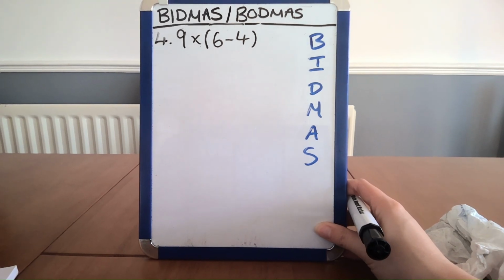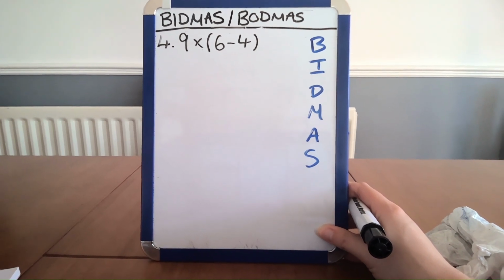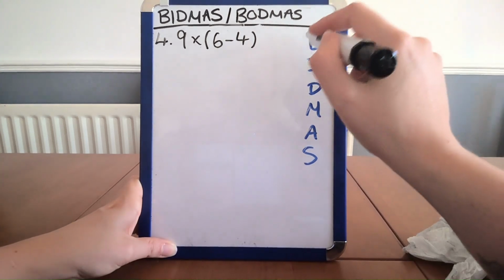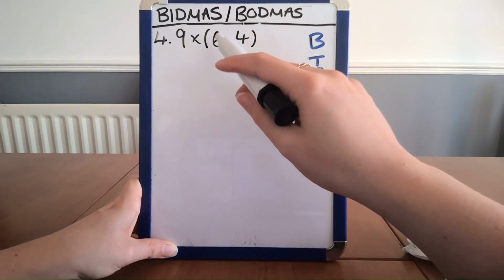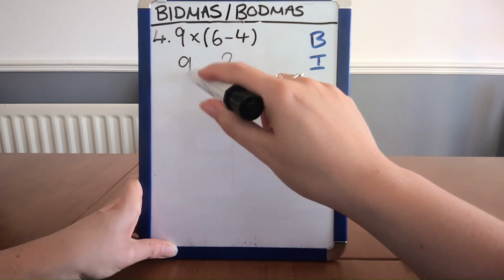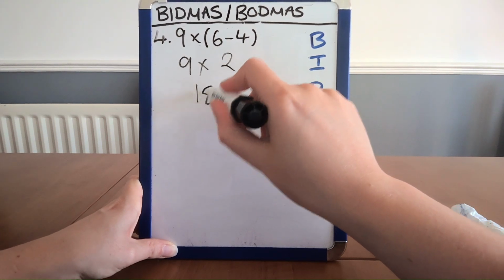Okay, so this is our fourth question. This question is 9 times 6 take away 4 in brackets. So again, there are brackets, we have to start with those. 6 take away 4 is 2. 9 times 2 is 18.